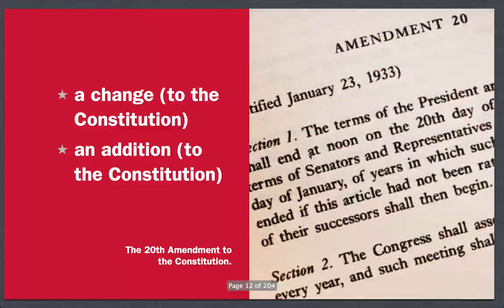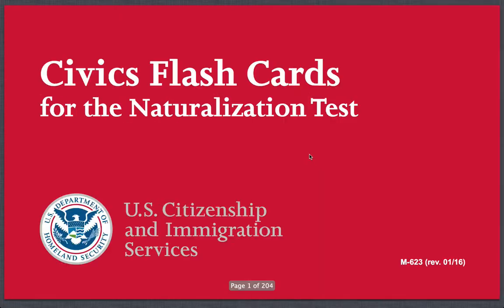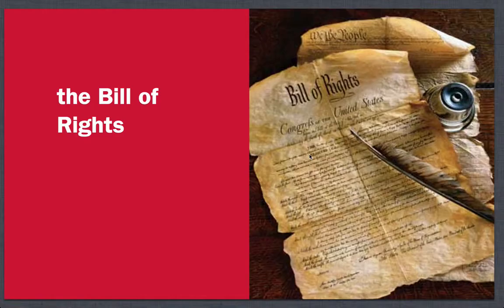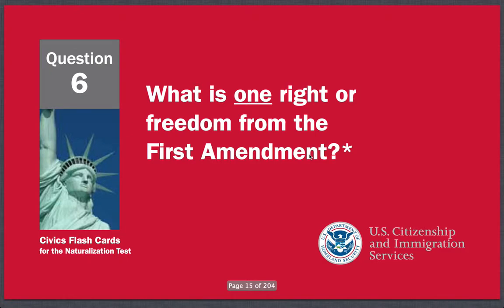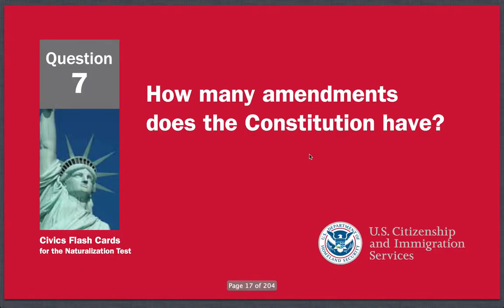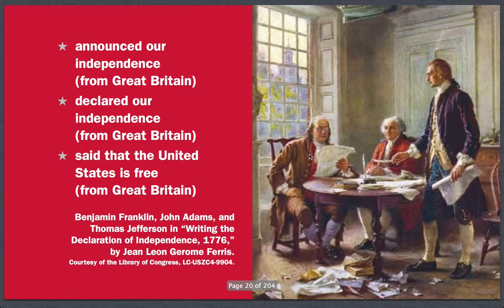What is an amendment? A change to the Constitution, an addition to the Constitution. What do we call the first 10 amendments of the Constitution? The Bill of Rights. What is one right or freedom from the First Amendment? The freedom of speech, freedom of assembly, freedom of the press, petition the government. How many amendments does the Constitution have? 27.